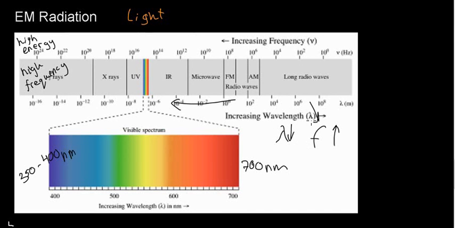When you have a very high frequency light, like X-ray, it would be associated with a very short wavelength. So when we have high frequency, we have a short wavelength. When we have low frequency, like these radio waves, they're going to have a very long wavelength. Very good. So this is really what we're talking about.